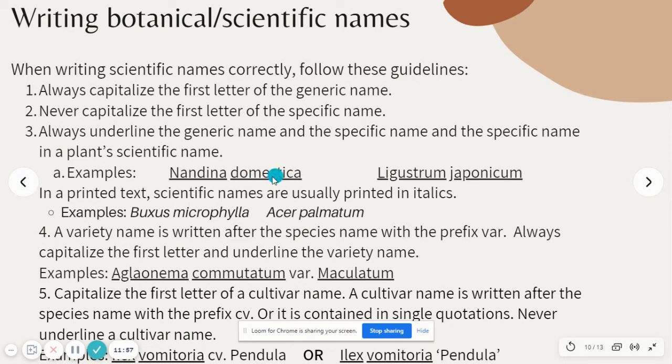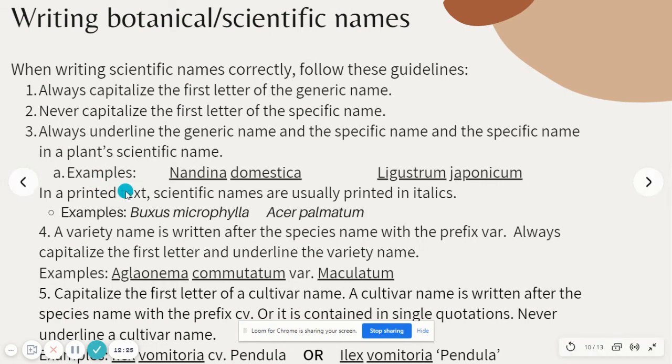Domestica is my species, or my specific name. I do not capitalize the D. Number 3, always underline the generic and the specific name. So Nandina domestica, especially if I'm handwriting it, needs to be underlined. That tells the person seeing it that it is a scientific name. Otherwise, they may not know what you're talking about.